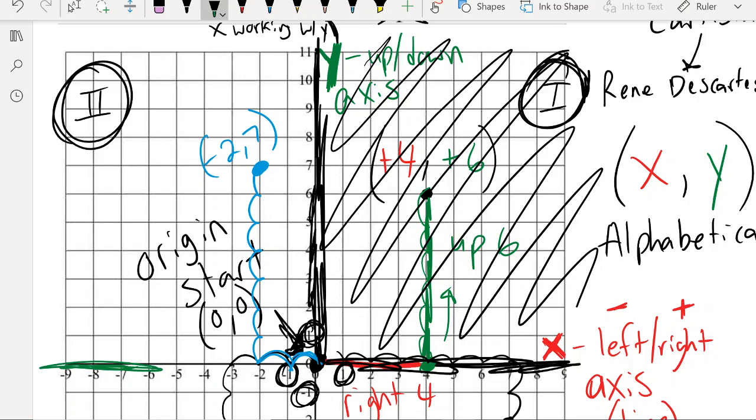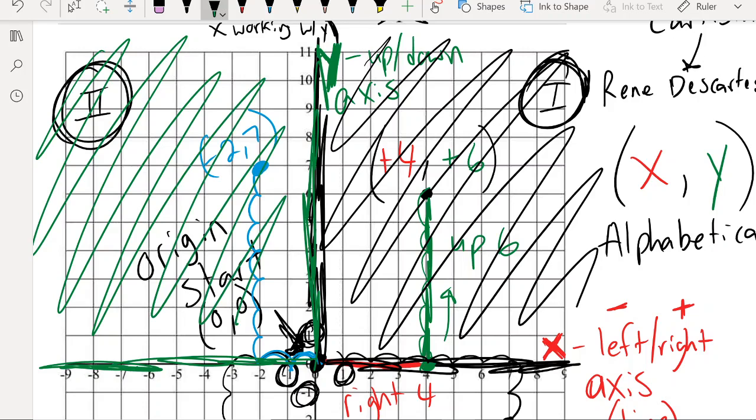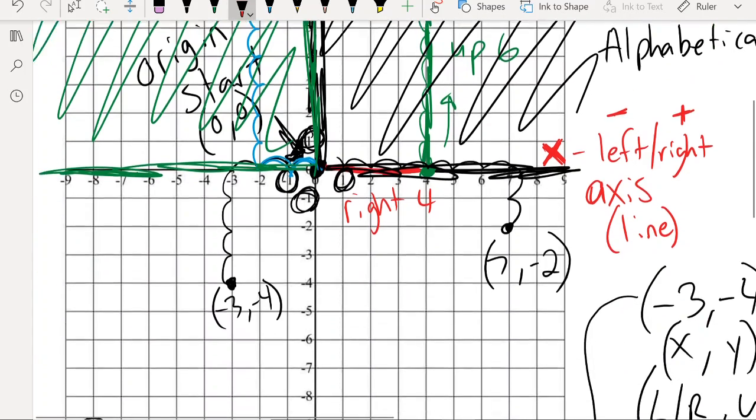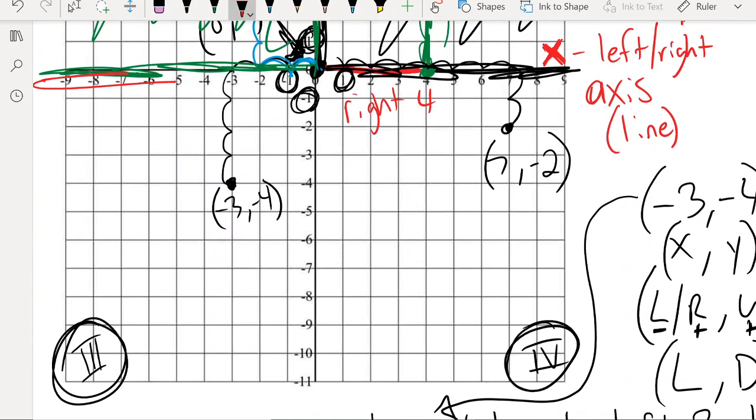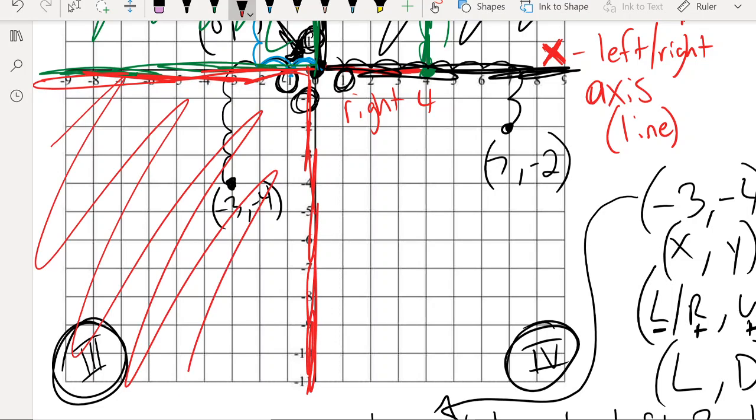Then you have the second quadrant, right? So the second quadrant goes from here to here. It's everything that's up and to the left. Anything that goes to the left and up is in the second quadrant. And then you've got the third quadrant, right? So anything that goes left and down. And then lastly, anything that goes right and down.